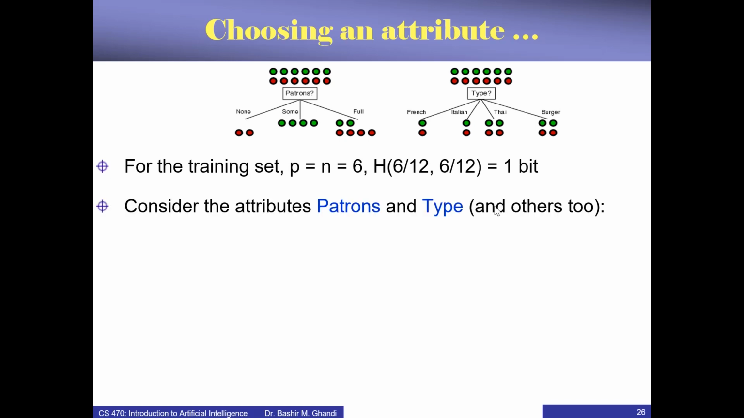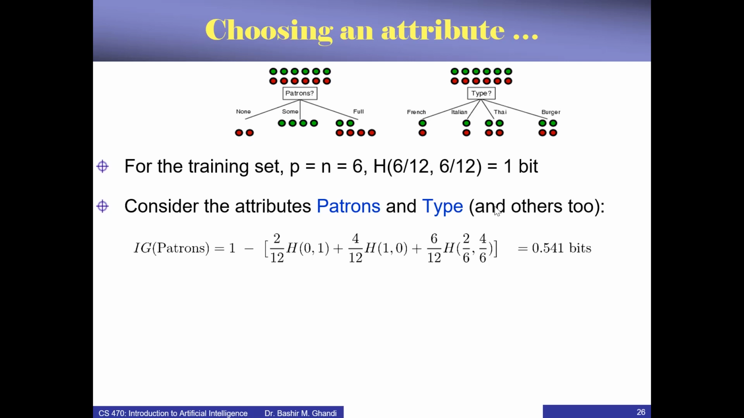So for patrons, it's going to be 1, which is the entropy before the splitting, minus the weighted average of the entropies after splitting. This is the one you need to pay attention to see how we compute it. Now for patrons, we remember we have 3 different values for the attribute. We have none, we have some, and we have full.